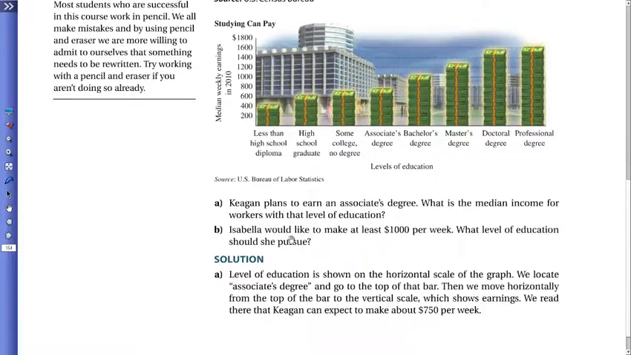And then they ask, if Isabella would like to make $1,000 per week, at what level of education should she pursue? Before, when we found associate's right here, I went up this to trace it back to the vertical. Well, in this case, they want to know if she wants to make $1,000 a week, what level of education should she pursue? Then I'm going to go up the vertical scale to 1,000, come across here, and it looks like at a bachelor's degree you'll get $1,000.